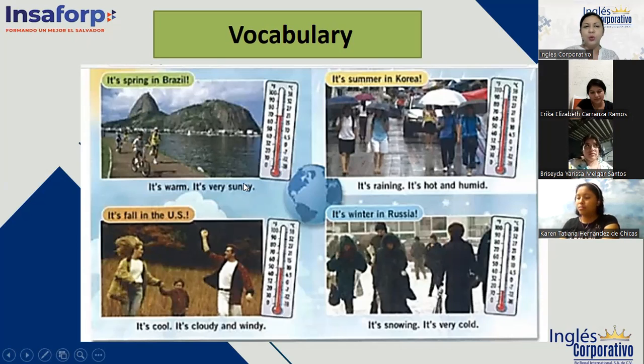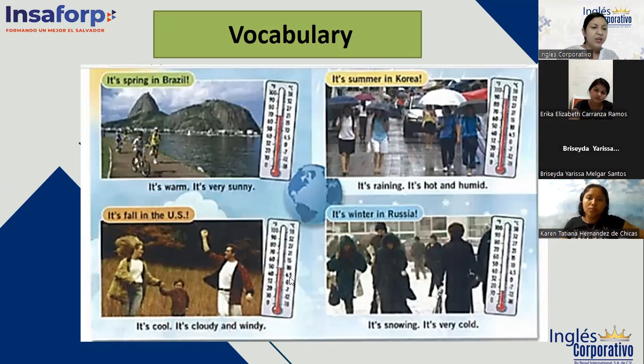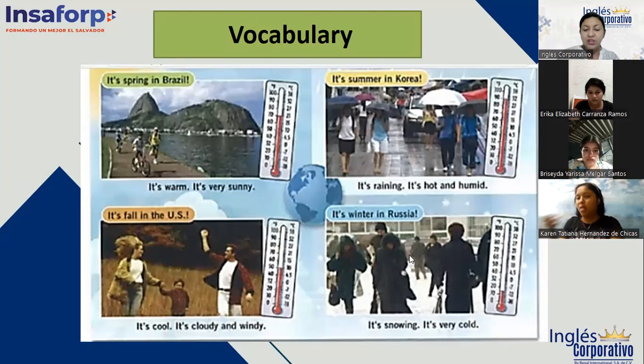I'm going to read for you the description of the four pictures. It's spring in Brazil, so it's warm and it's very sunny. It's summer in Korea. It's raining, it's hot and humid. It's fall in the US. It's cool and it's cloudy and windy. It's winter in Russia. It's snowing and it's very cold.